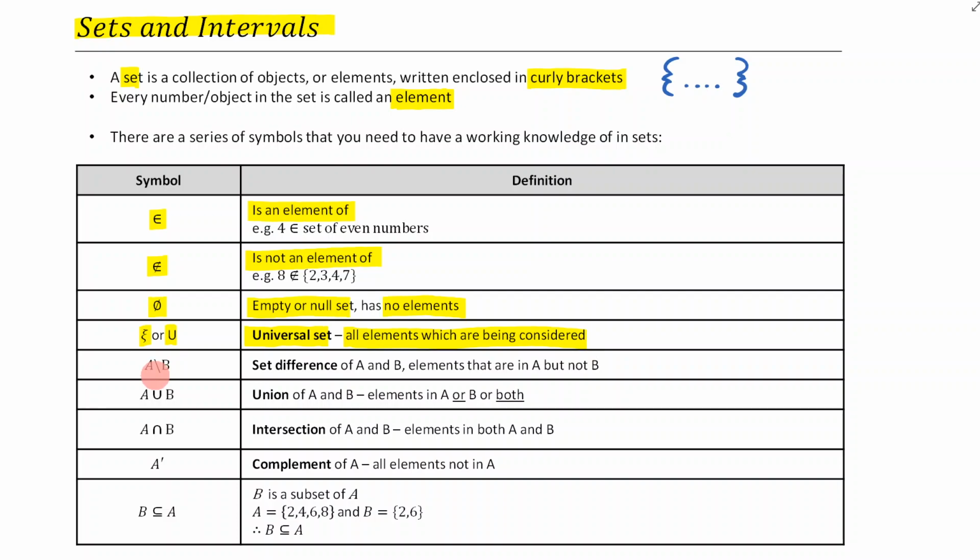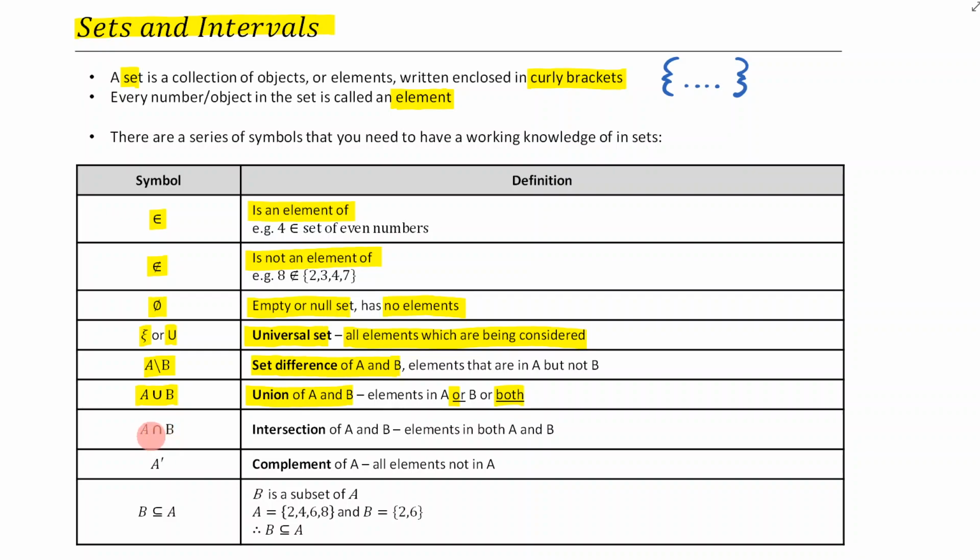Next is A\B, which is the set difference of A and B. And what it means is the elements that are in A but not B. The next is the union of A and B. This is the elements in A or B or both. So important to recognize that. And again, we'll go through examples in which we will encounter all of these different symbols. So don't stress if you're finding it a bit overwhelming at the moment.